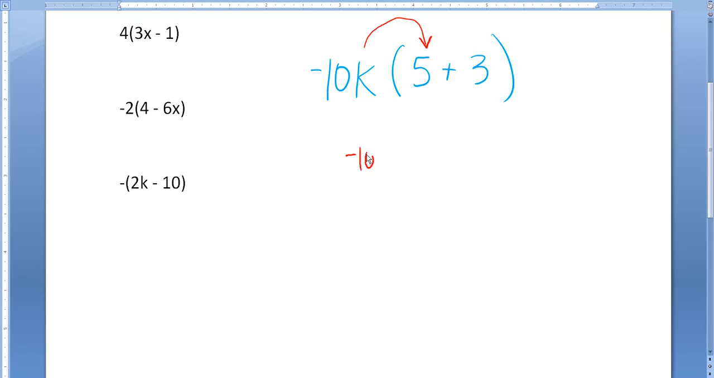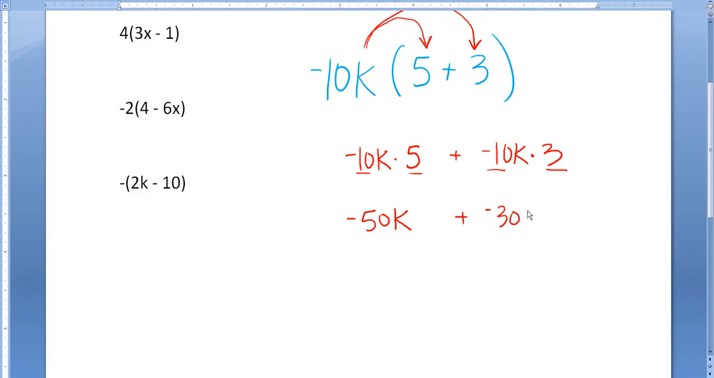I can take it to a negative 10K times 5, and the addition stays the same. And then I can multiply it times this piece right here, negative 10K times 3. Then we can simplify it. A negative 10K times 5, we're actually going to multiply those coefficients and get negative 50K. And then we're adding negative 10K times 3, and we get a negative 30K. And then these are like terms. Negative 50K, negative 30K, like terms. We can combine them together to get a negative 80K for our final answer.